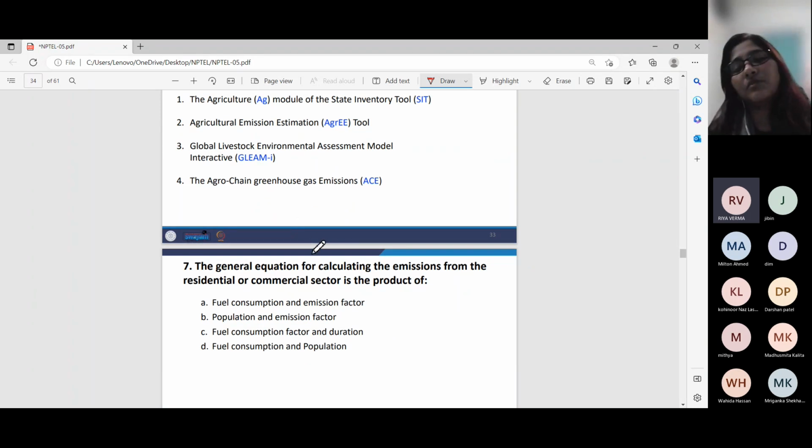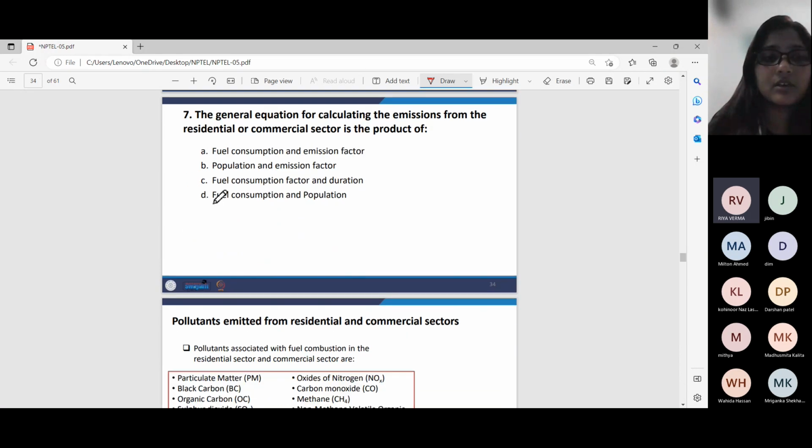Next, the general equation for calculating the emissions from the residential or commercial sector. It is the product of: option A, fuel consumption and emission factor; option B, population and emission factor; option C, fuel consumption factor and duration; option D, fuel consumption and population. A. Okay, yeah, fuel consumption and emission factor. I guess this will be right.